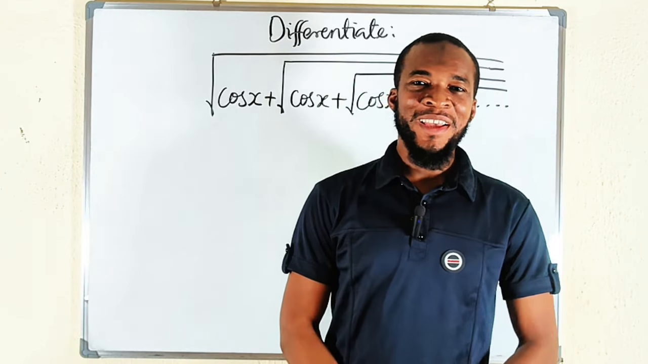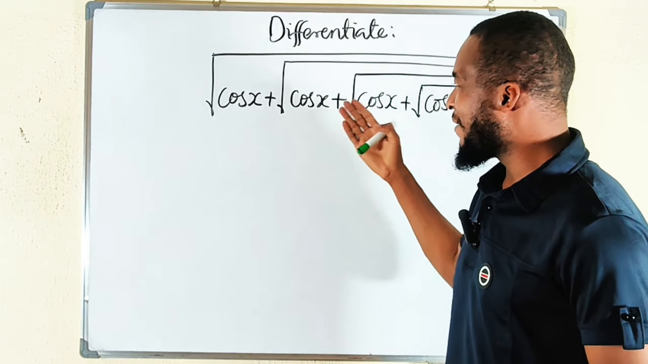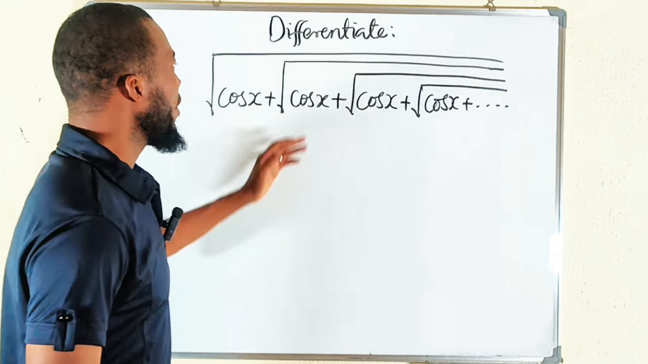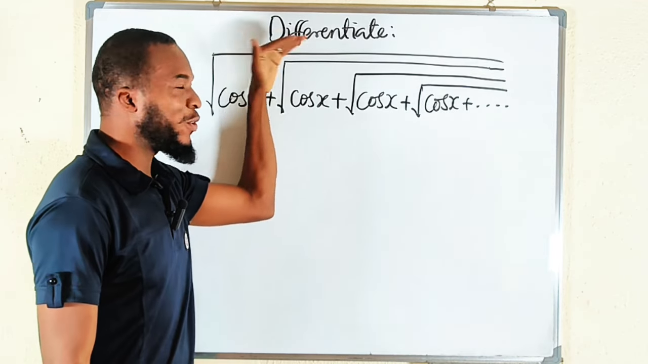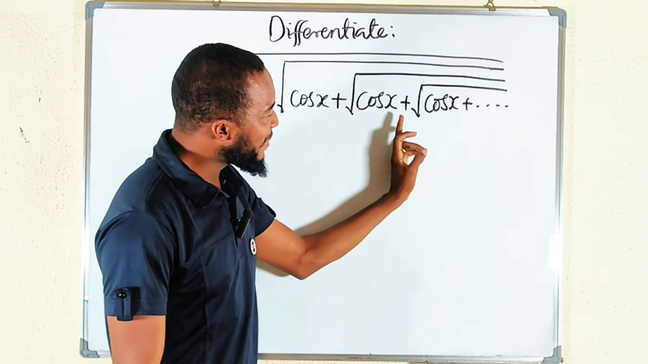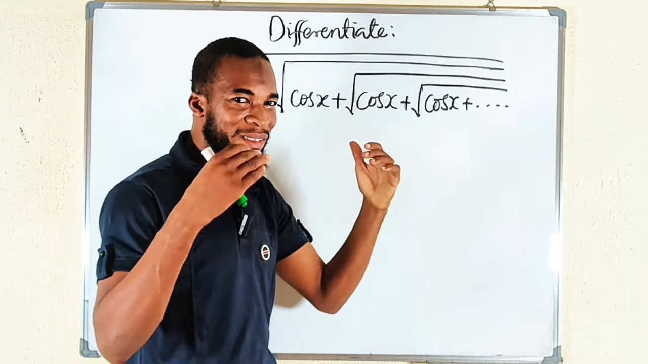Hello everyone, let me show you how you can differentiate this concocted radical trigonometric expression. We're asked to differentiate the square root of cosine x plus the square root of cosine x plus the square root of cosine x. You can see it keeps on going forever. We don't know when it is going to stop.